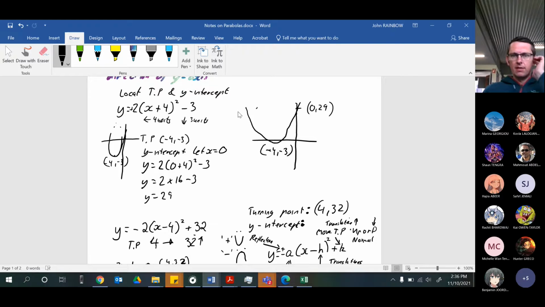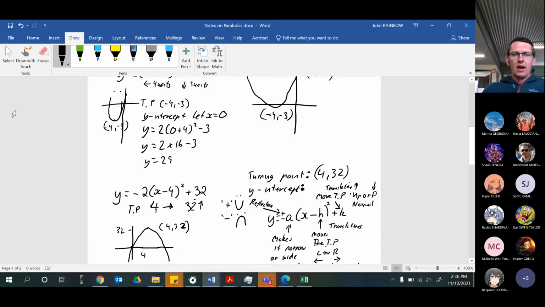We know it's positive, therefore it's going to be that shape. And that is a very bad shape. That's a quick graph.